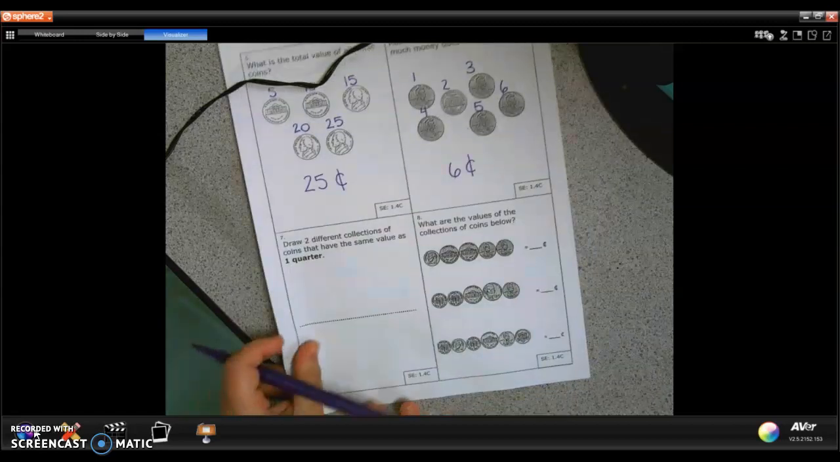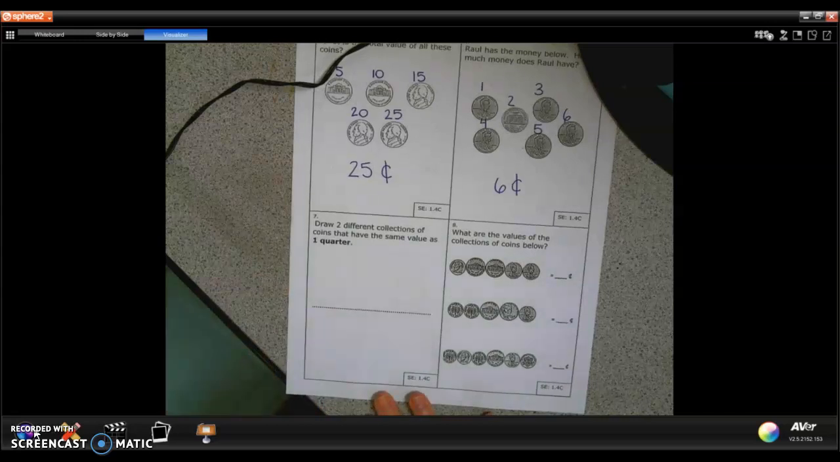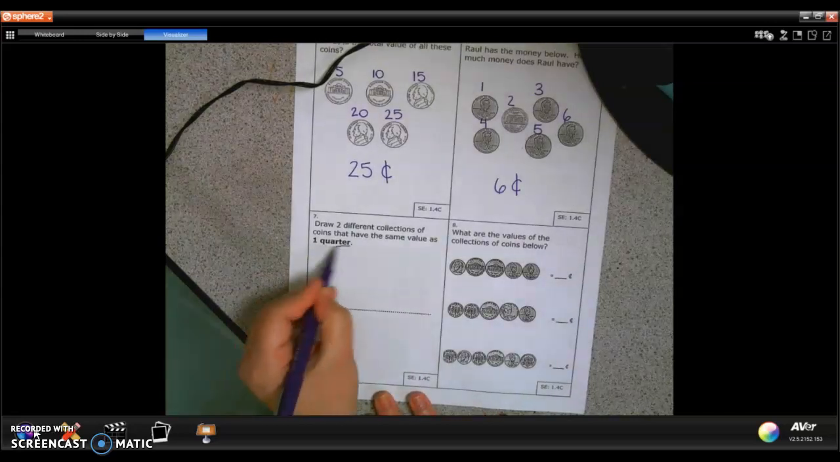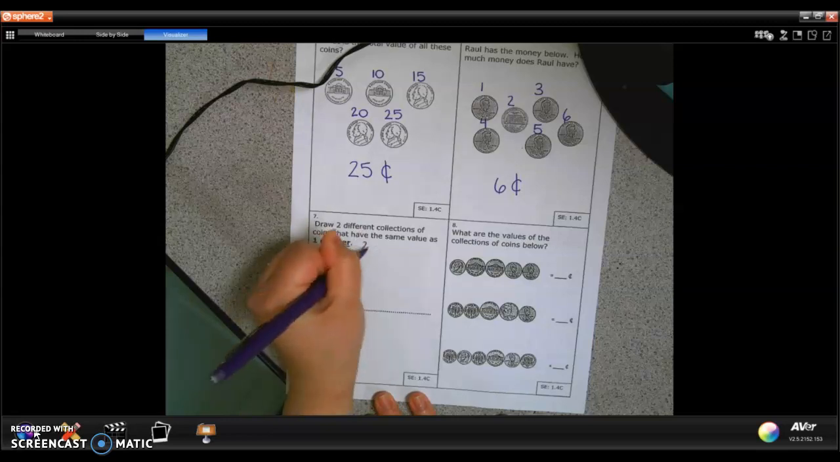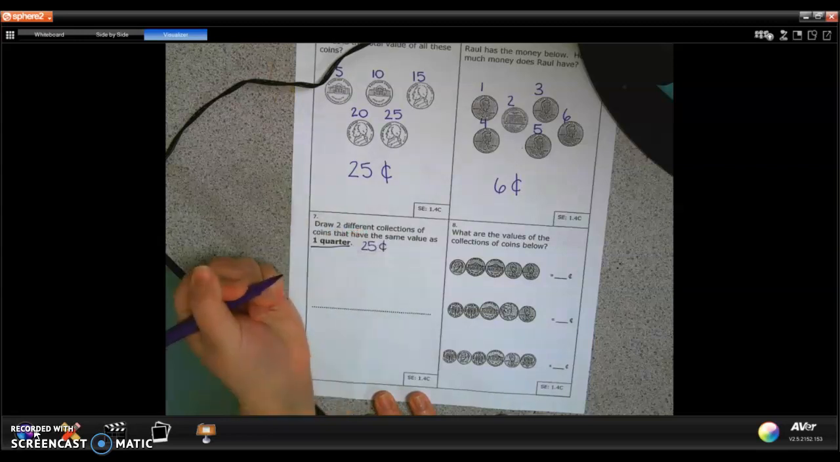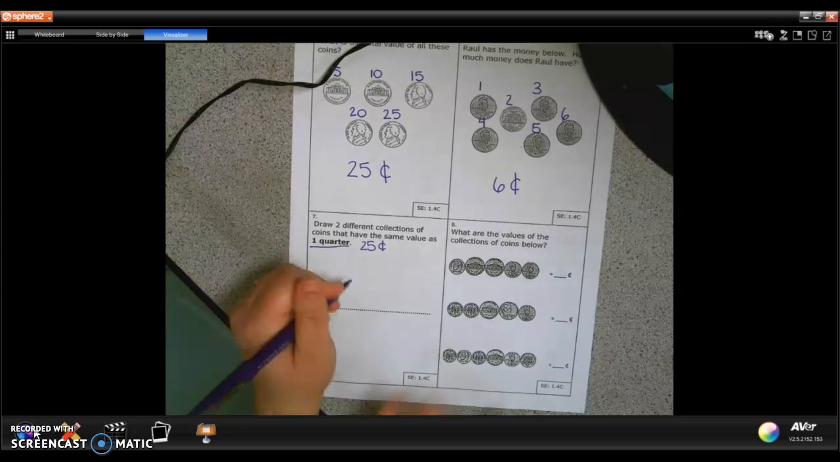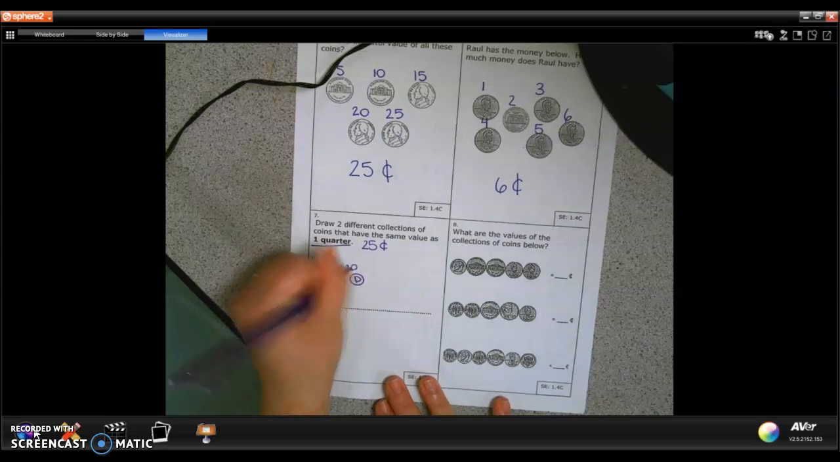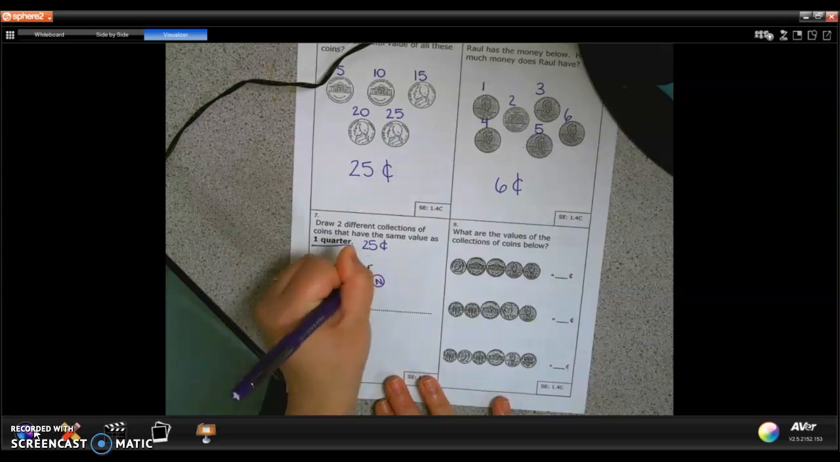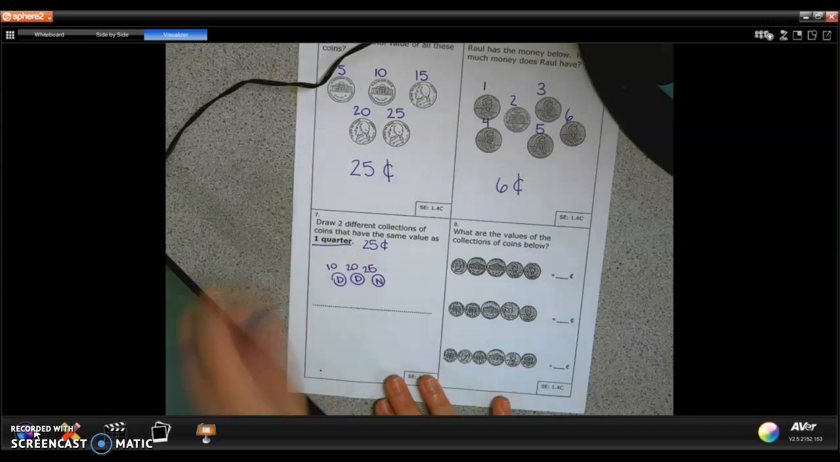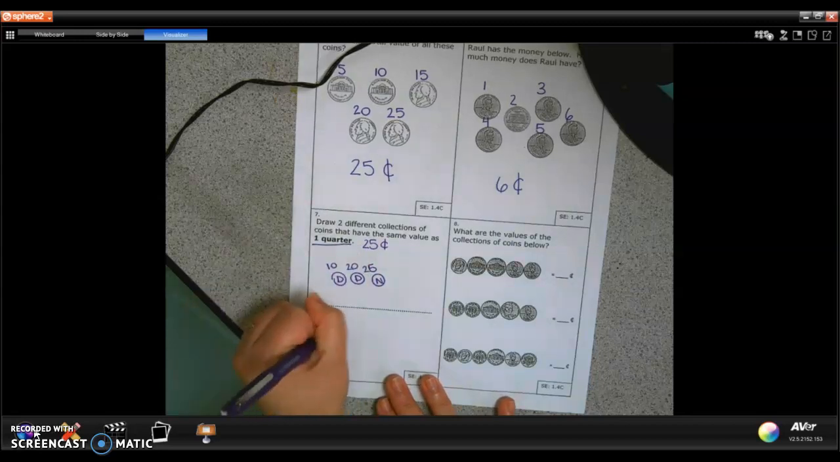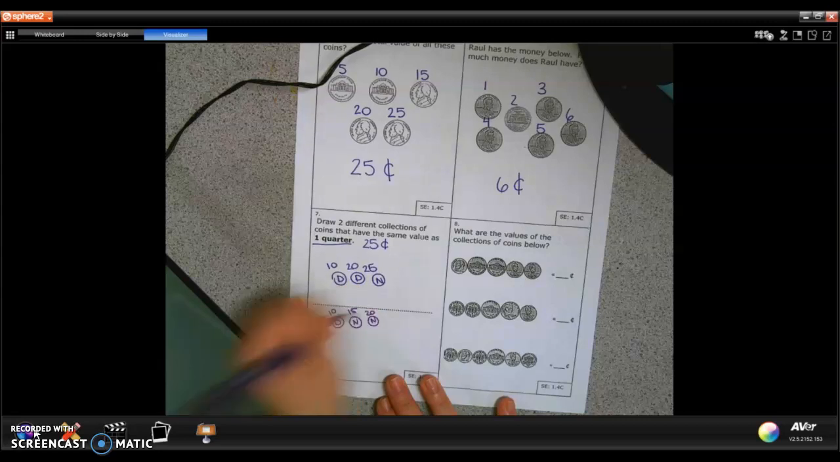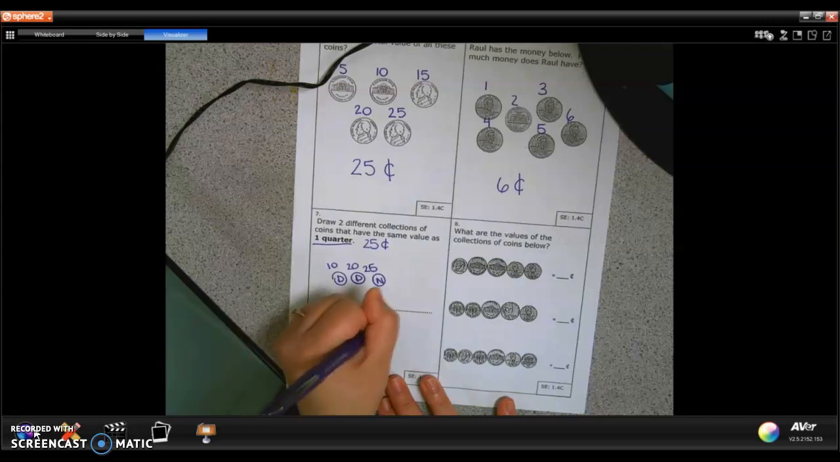Draw 2 different collections of coins that have the same value as 1 quarter. So I'm trying to draw something that has a value of 1 quarter or 25 cents. So I could represent this different ways. I could draw 25 pennies. I could draw 2 dimes, which is 10, 20, and a nickel, which is going to get me my 25. I could represent it with dime, which is 10, nickel, which would get me to 15, nickel, which is going to get me to 25.